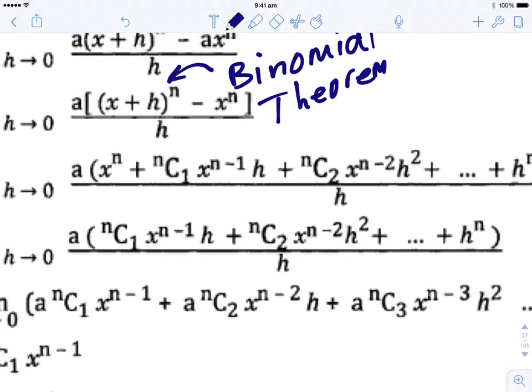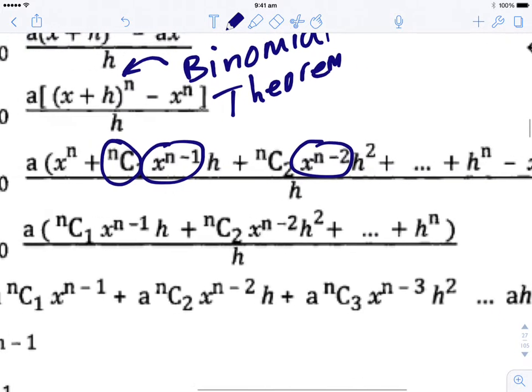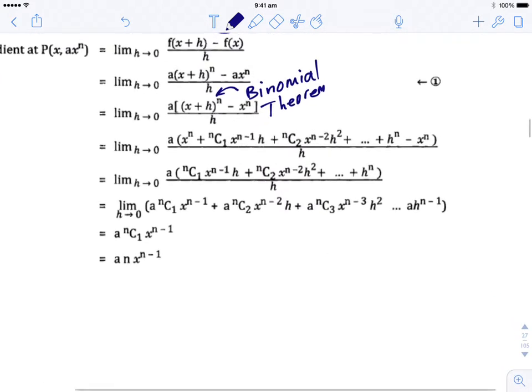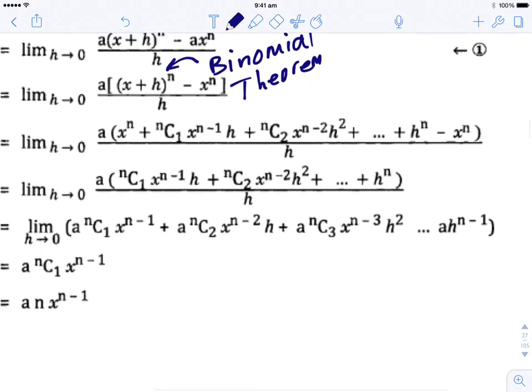x to the n plus nC1 times x to the n minus 1. So the powers of x are going down by 1 each time as you go along, and you can see the powers of h are going up by 1 each time. The numbers here come from Pascal's triangle. So if we're talking about n equals 4, we could pick out from Pascal's triangle that fifth line down and work out what those numbers were at the start. Now, when you do that, you'll see that you subtract off x to the power of n, and you've got x to the power of n at the start here. So those two will cancel out, and you're just left with all of the middle bit divided by h.